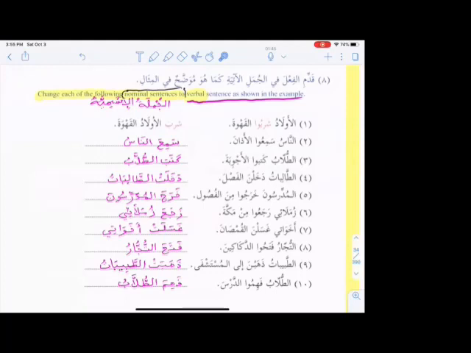Now this, my brother and sister, this is Jumla Ismiya. All of it is al-jumlatu al-ismiyatu. And this is Jumla Fi'liya here. This is all Jumla Fi'liya. How can you say it is Jumla Fi'liya? Because the sentence will begin with a fa'il.